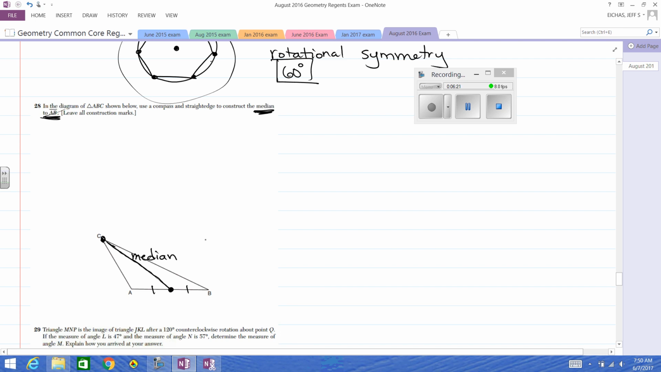How are we going to do that? Okay, we're going to construct the perpendicular bisector of AB, because you can do that. Wherever that intersects AB, that's going to be our point. Let's just call it M. Sure, we'll call it M. And then C to M is going to be the median. All right, so we'll head over to Geometer Sketchpad.